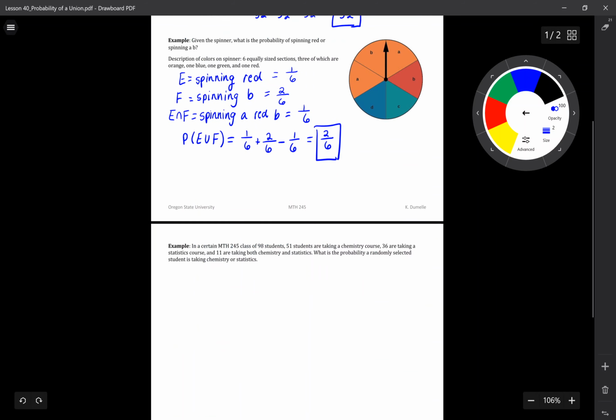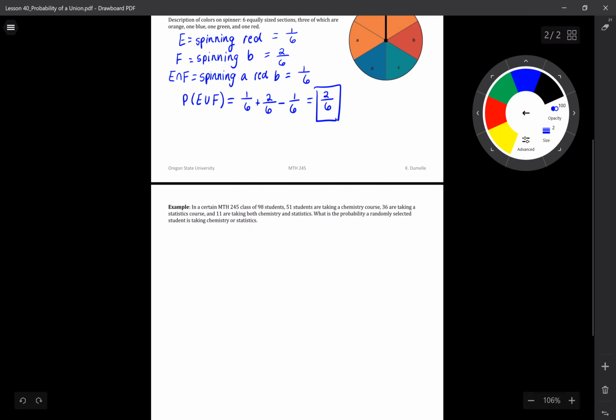All right, we have one more. In a certain Math 245 class of 98 students, 51 students are taking a chemistry course, 36 are taking a stats course, and 11 are taking both chemistry and stats. What is the probability a randomly selected student is taking chemistry or statistics? So I'm going to define the event E as taking chemistry, and I'll define F as taking stats.